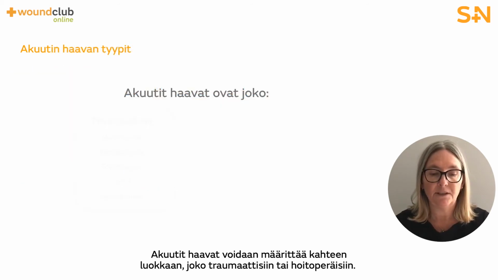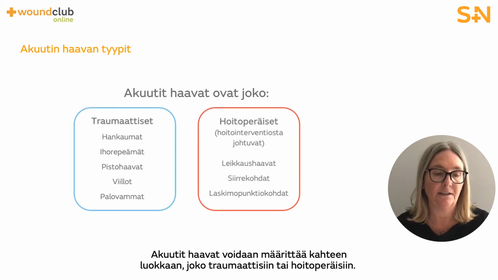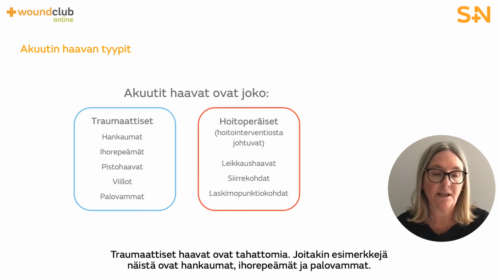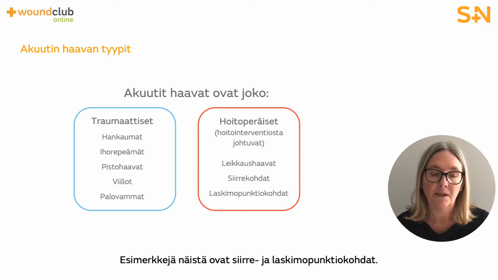Acute wounds can be defined in two categories, either traumatic or iatrogenic. Traumatic wounds are unintentional, with some examples being abrasions, skin tears and burns. Medical intervention will sometimes result in acute wounds, and these are known as iatrogenic wounds. Examples of these are grafts or IV puncture sites.